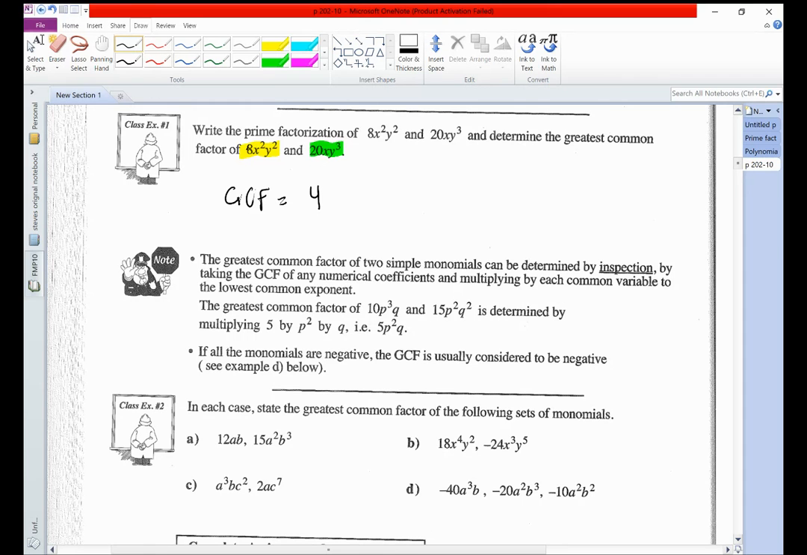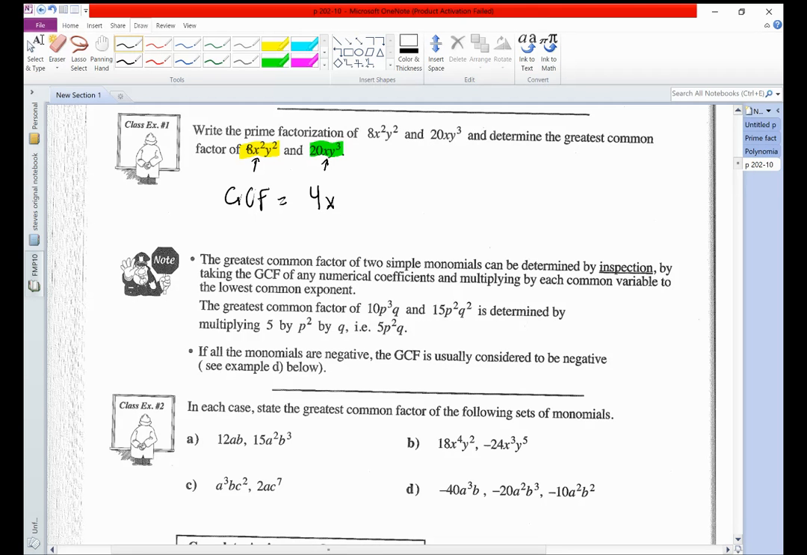Now, ask yourself, how many x's can each of them give equally? They have to give the same amount of x's. Well, this one only has 1 x, so it can only give 1 x, and this one's got 2 x's, but if they're giving the equal amount, then they both are just going to give 1 x.